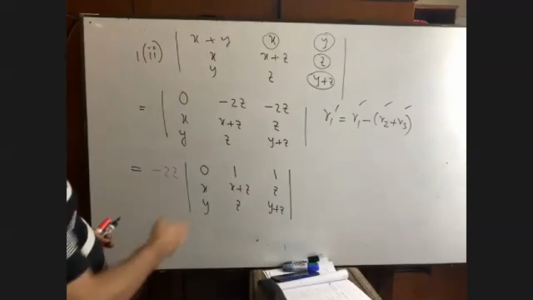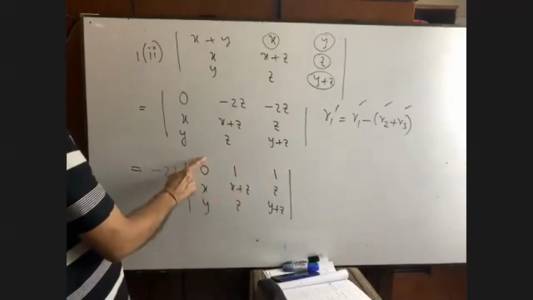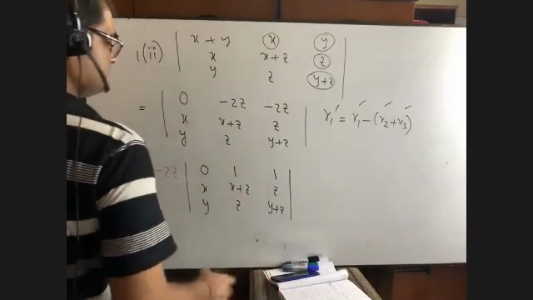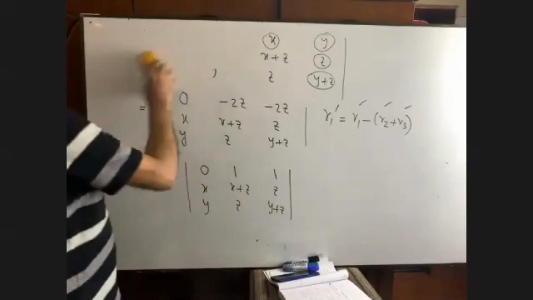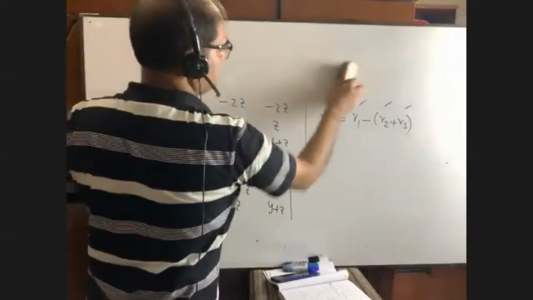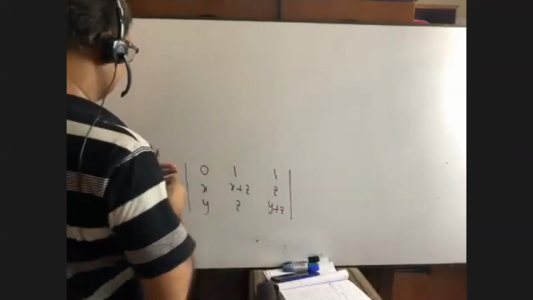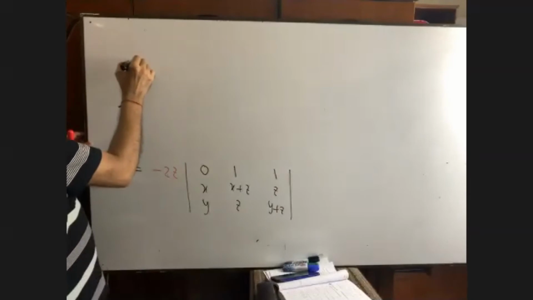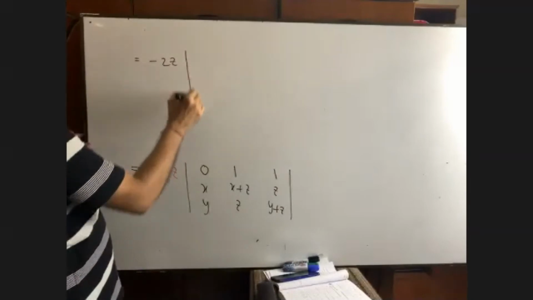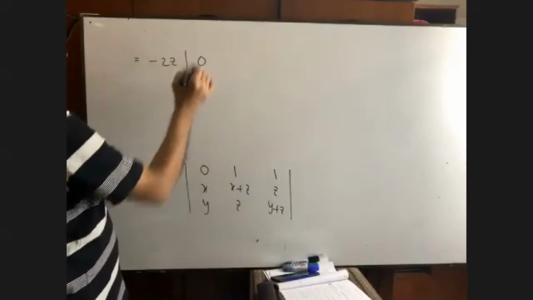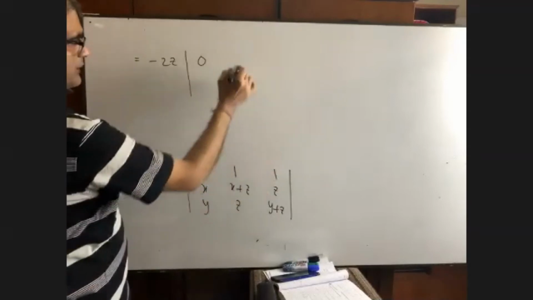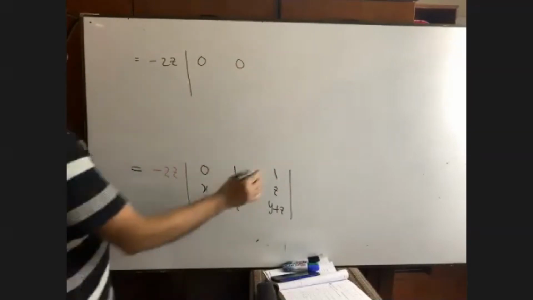I told you to get 1 1. I have already got a 0. Right? I told you to have 2 zeros in a row or in a column. Now we can write here minus 2z. You see it is 0. 1 minus 1 equals to what? 0. Then it is 1.